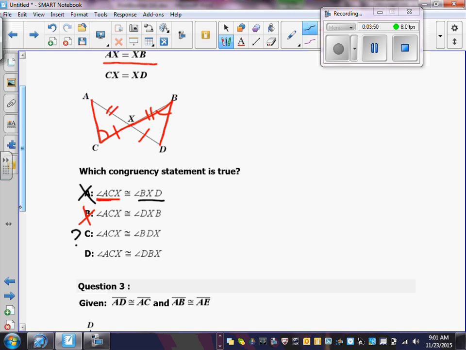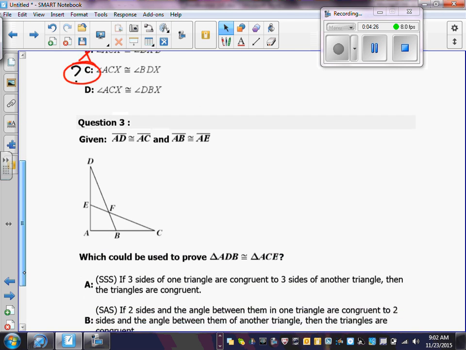D is ACX, which is the same angle here, to DBX. Oh, sorry, I'm sorry about that, guys. So the C was BDX. This one. So this is more like what I was thinking. Those two are going to be congruent because I know this side and this side are congruent. Therefore, the two angles are going to be congruent. So the answer should be C. I see I read it wrong and I was going to make a mistake. So that's what you have to do.